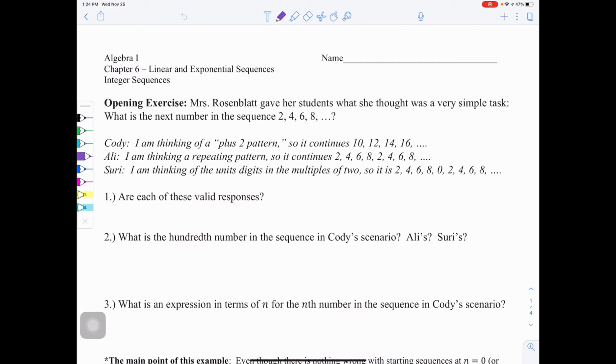Our lesson today is called Integer Sequences, and we are now starting Chapter 6, Linear and Exponential Sequences. For the opening exercise, there's a situation with Mrs. Rosenblatt where she gave her students what she thought was a very simple task. What is the next number in the sequence 2, 4, 6, 8, ...? So Cody has an answer, Allie has an answer, and Suri has an answer.